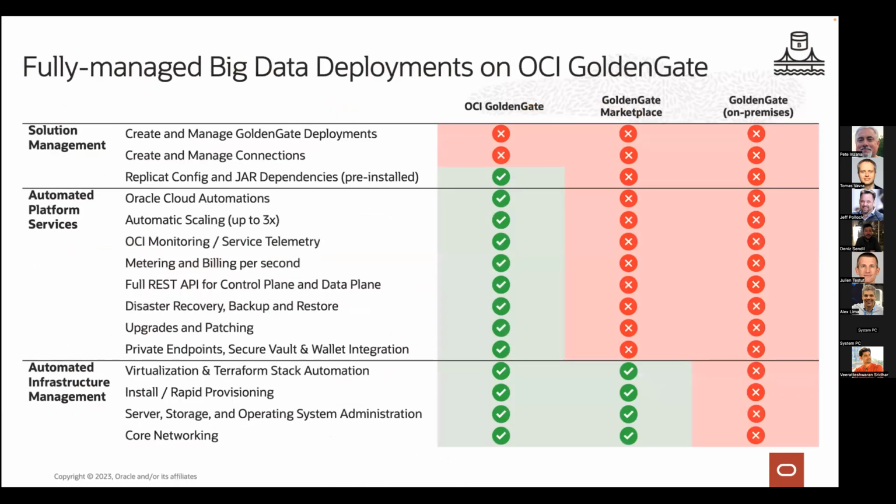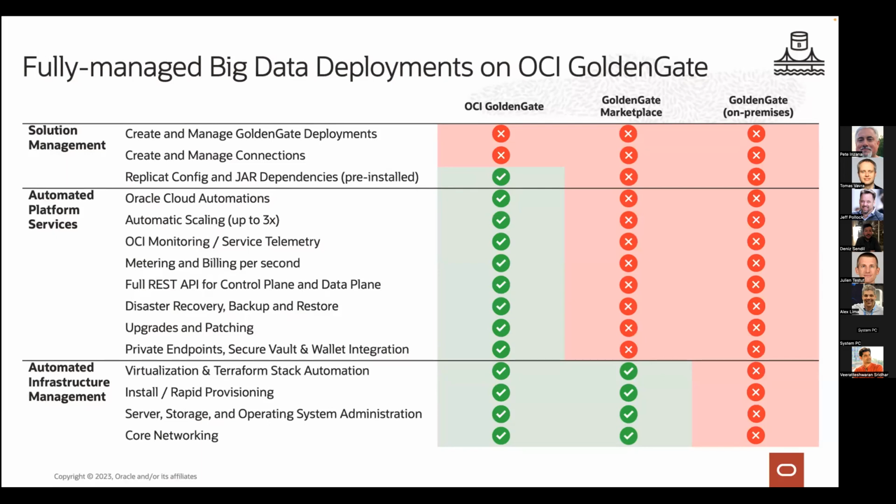So as already mentioned by Julian and by Alex, Golden Gate comes with different deployment options, and these deployment options are valid for Golden Gate for big data as well. So you can either run Golden Gate for big data in your own data center, or you can install it on a third-party cloud, or you can use it as a fully Oracle managed cloud native service on Oracle Cloud Infrastructure. OCI Golden Gate for big data comes with its own unique advantages.